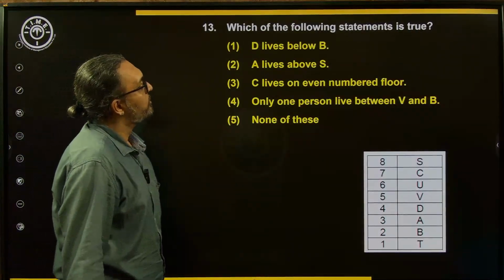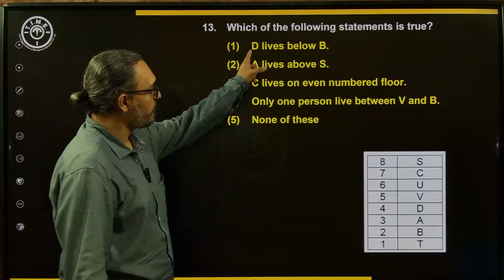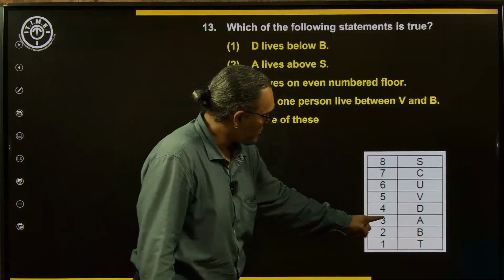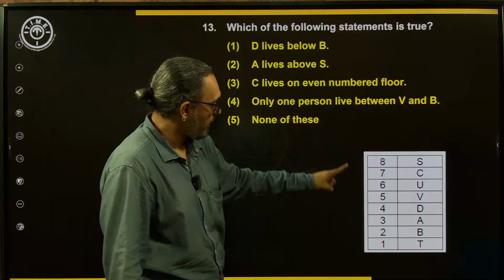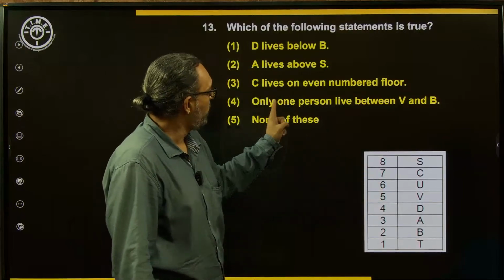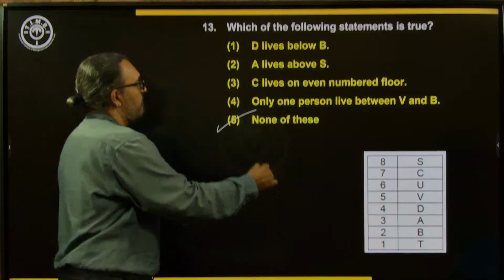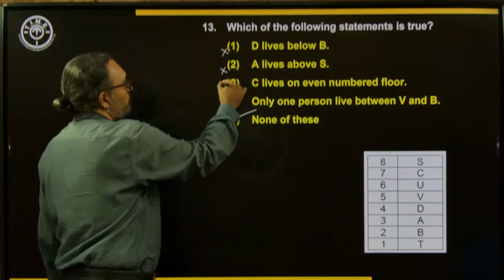Then which of the following statements is true? He says, okay, D lives below B. No, D is above B. A lives above S. No, A is below S. C lives on an even numbered floor. No. Only one person lives between V and B. No. So you choose none of these. None of these are true.